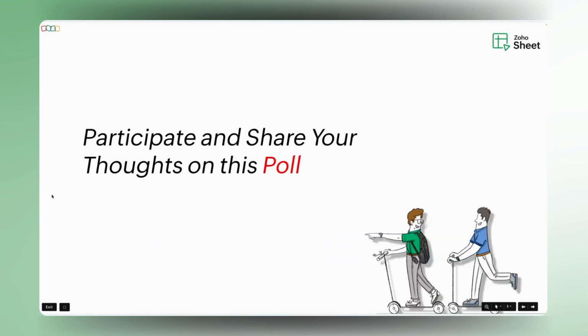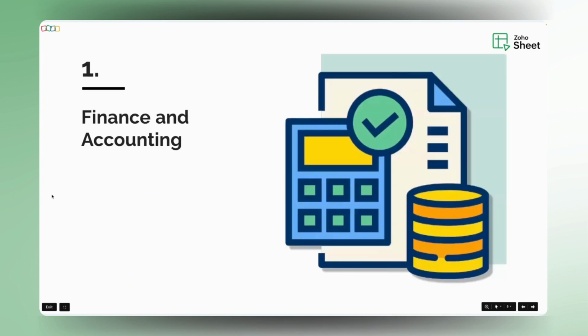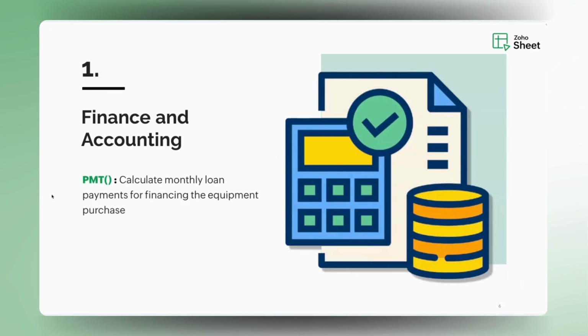Let's kick things off with how a finance team can use Zoho Sheet to really work with numbers. In the first part of our webinar, we covered functions like PMT, which helps calculate payment per period for a loan with a constant interest rate and constant payments, as well as the IRR function, which is used to calculate the internal rate of return for investments.